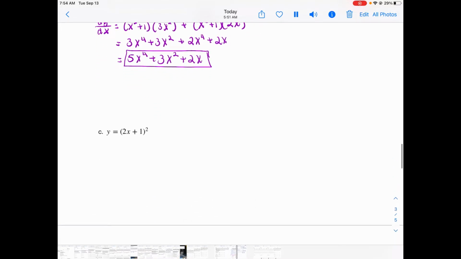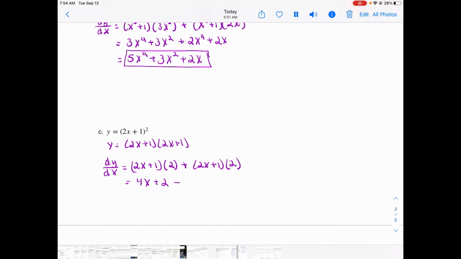Sometimes it might not be very obvious that you can use the product rule, so I need to rewrite this as 2x plus 1 times 2x plus 1. To differentiate this, I copy down the first function and multiply by the derivative of the second, plus the second function copied down, times the derivative of the first, which just ends up repeating the same thing. That gives me 4x plus 2 plus 4x plus 2, so that's just 8x plus 4.